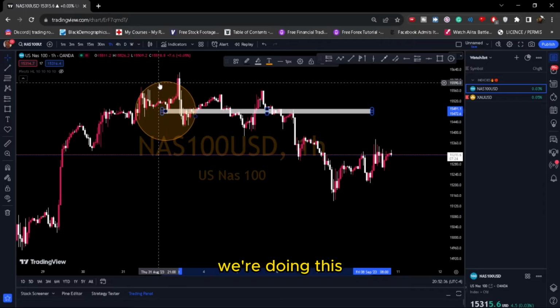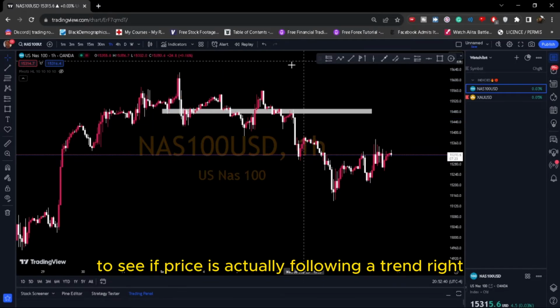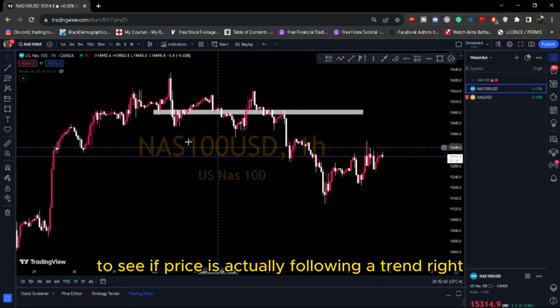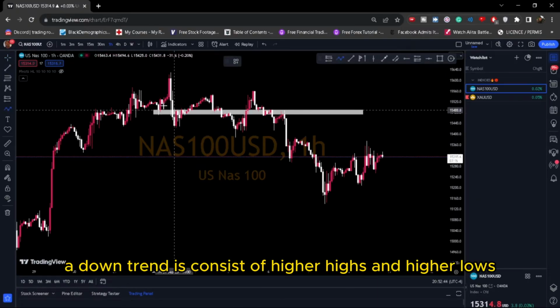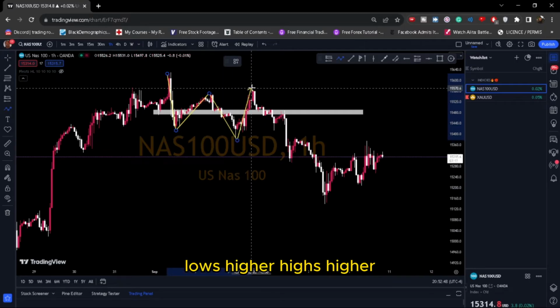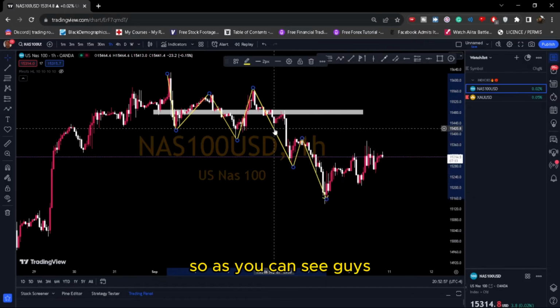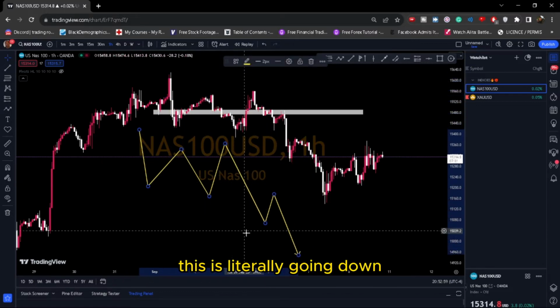Essentially we are doing this for our entry, and to see if price is actually following a trend. Because a downtrend consists of lower lows and lower highs. So we are looking for lower lows, lower highs, lower lows, lower highs. As you can see, guys, this is literally going down.